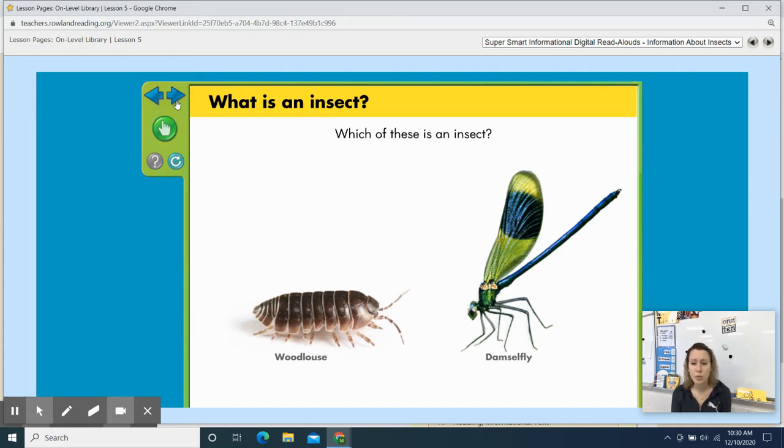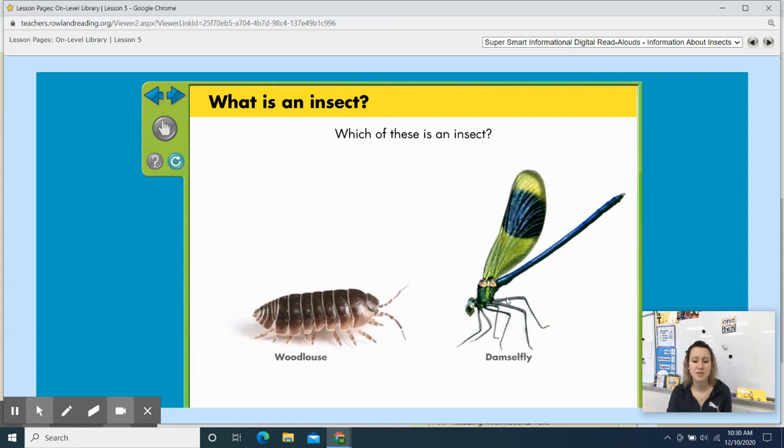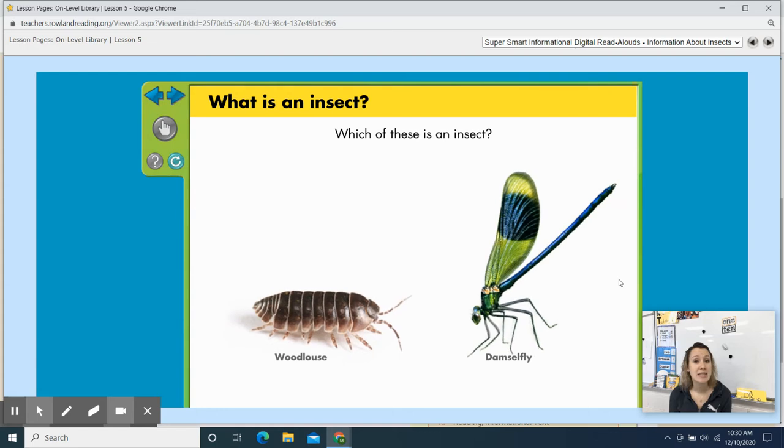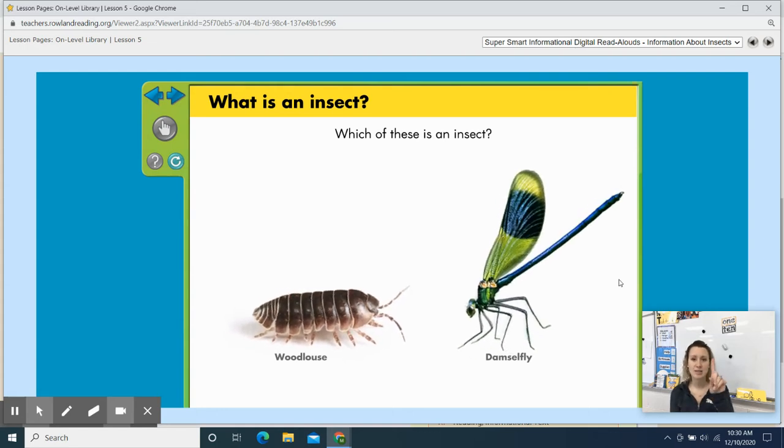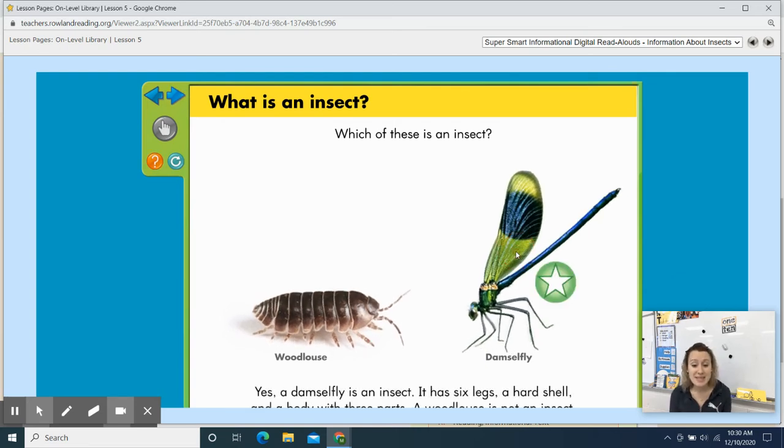What is an insect? Which one of these is an insect? The woodlouse or the damselfly? Remember, it has to only have 6 legs and those 3 parts: head, thorax, abdomen. Yes, the damselfly is an insect. It has 6 legs, a hard shell, and a body with 3 parts.